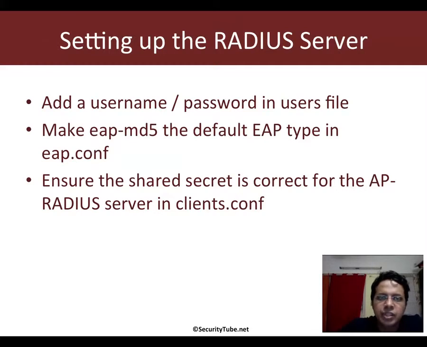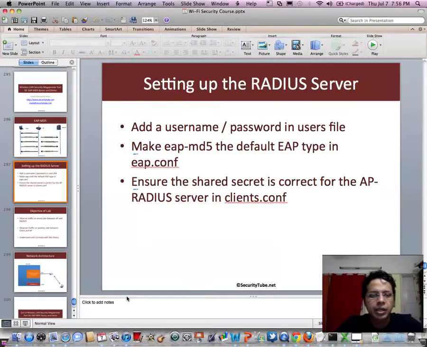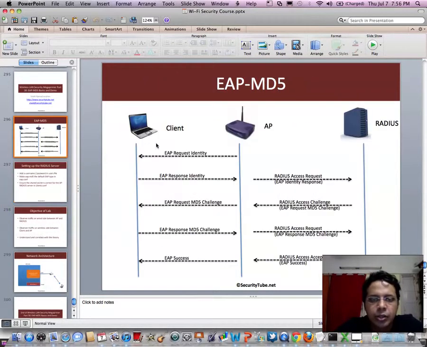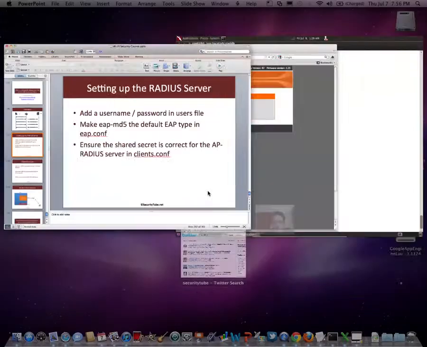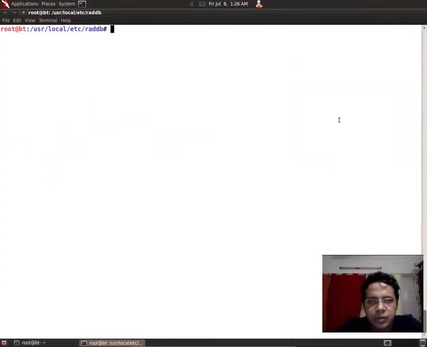So the first thing we need to do is set up the radius server with some appropriate configuration for EAP MD5. Now, for EAP MD5, you would require a specific username and password to be set on the radius server, using which the client would authenticate, right? So how would we do that? So let's go to our backtrack instance. Now this backtrack instance is up and running from the last video as is, nothing has been changed.